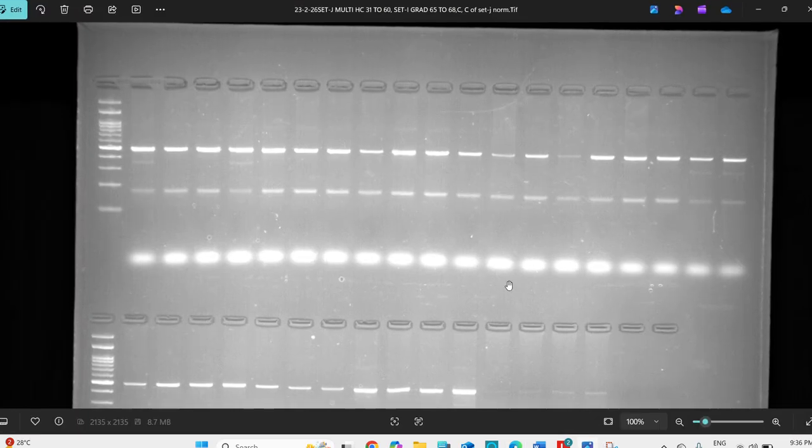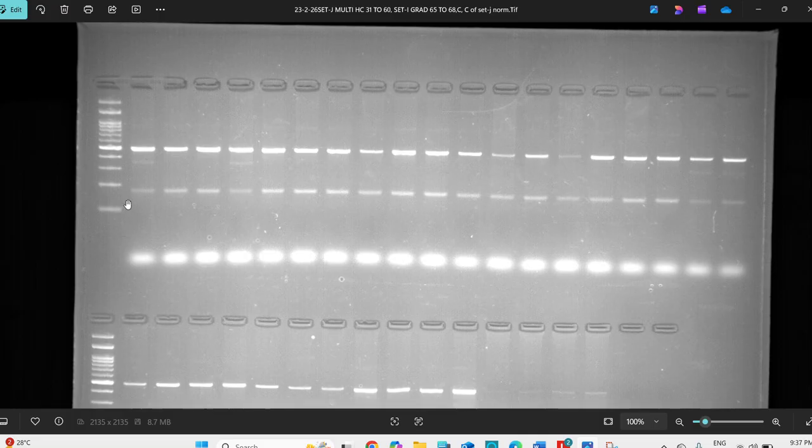So this is one of my gel pictures. This is a multiplex reaction. As you can see here, this is the ladder, right? And this is around 2.5% gel. As you can see, a little bit of smearing is there, but this much is fine. You can see these bands. I have run a different sample. This is not the same sample.